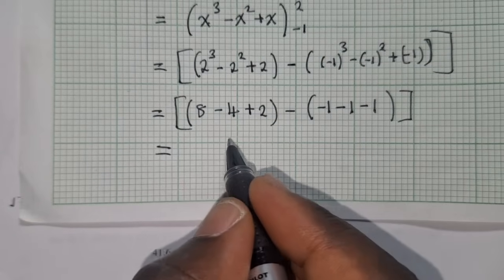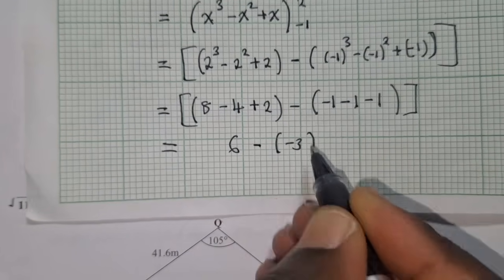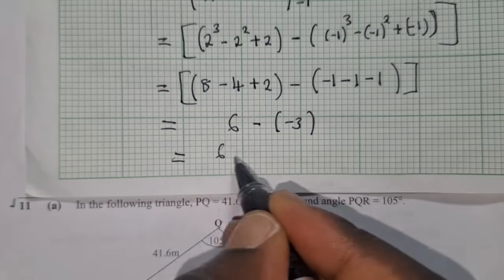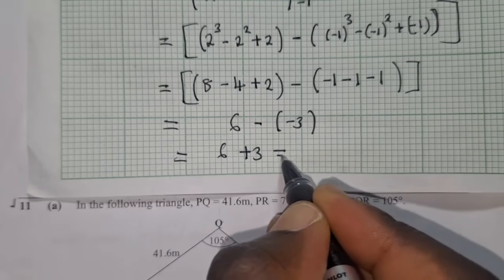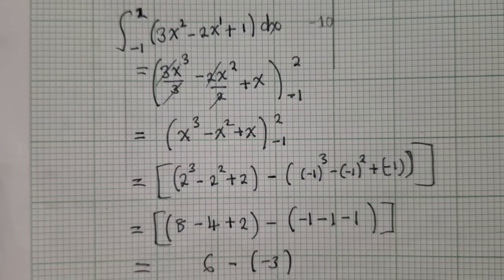And finally, here when we work out, we're getting 6 minus, here, negative 3. Finally, 6 plus 3 is equal to 9. So the answer here is 9.